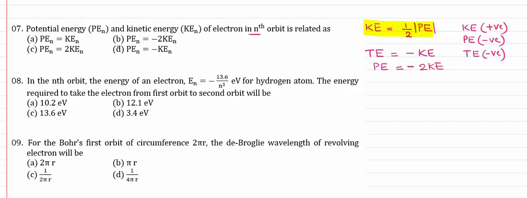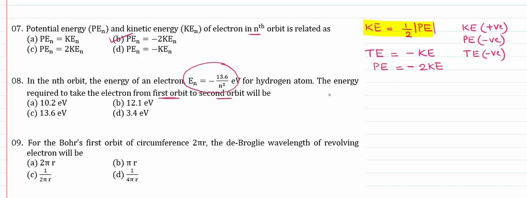Check the options. So option B is the answer. Clear? Eighth one. In the nth orbit, energy of electron is given by the formula minus 13.6 by n square electron volt for hydrogen atom. Energy required to take electron from first orbit to second orbit.